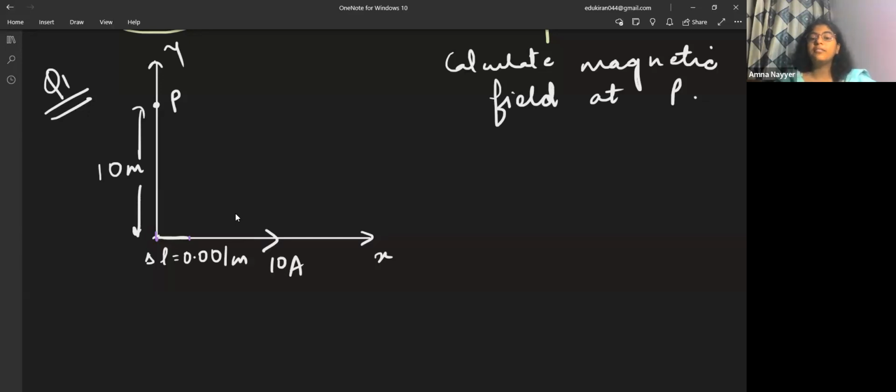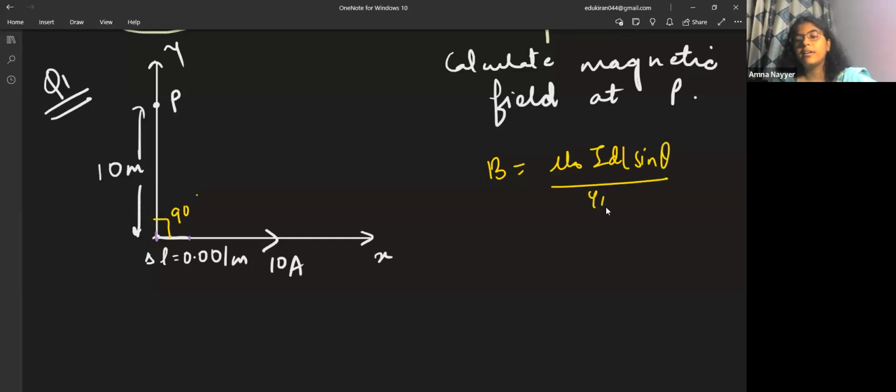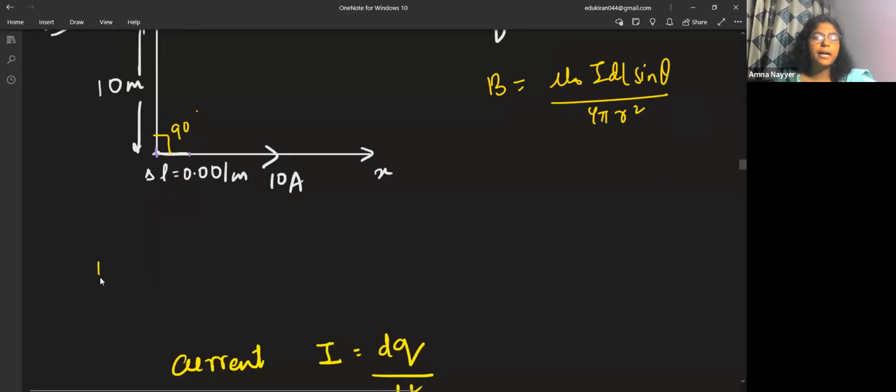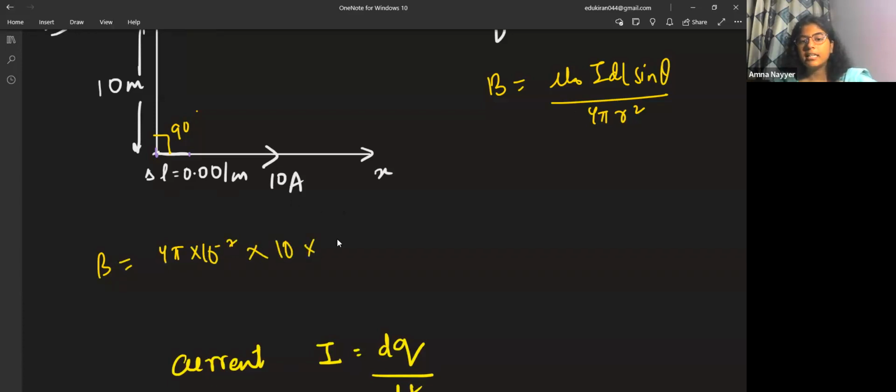Fine. So net magnetic field will be what? We take the angle between the position vector and the current element. That is, this angle is given as 90 degrees. So the formula for Biot-Savart's law is B equals mu naught I dl sine theta divided by 4 pi r square. So sine theta, this term, will become 1. So magnetic field will become mu naught is 4 pi into 10 to the power minus 7. Current is 10. dl is given as 0.001 into sine theta. Sine theta is 90 degrees.